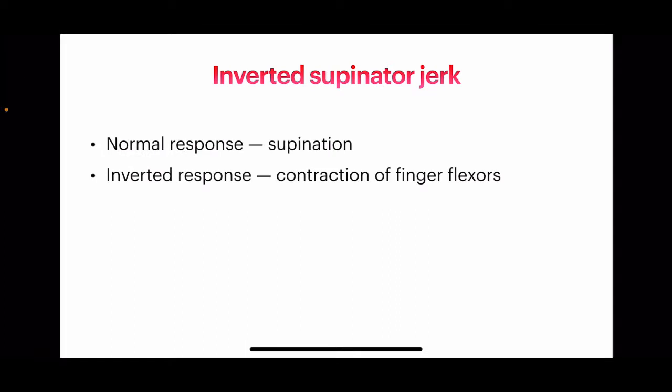Some of the examples, like I told you, inverted supinator jerk. The normal response is going to be supination. Inverted supinator jerk means the brachioradialis is what we are testing. The normal brachioradialis or radial periosteal reflex is going to be supination. That is the normal response. In an inverted response, what happens is contraction of the finger flexors. So not at all related. Adjacent muscles are getting involved, that is why you are getting contraction of finger flexors. So this is what is called inverted supinator jerk.